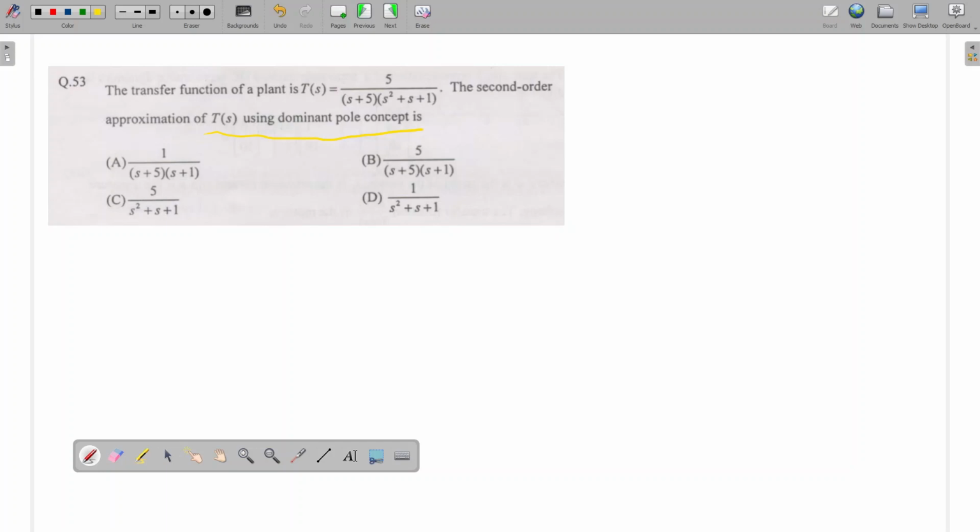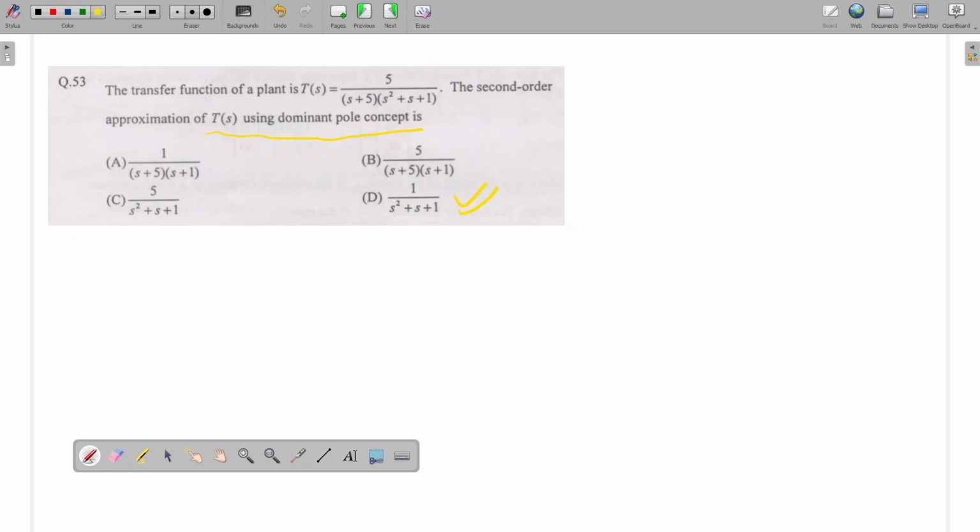I'm giving you 2 minutes. Which will be the correct answer? D, sir. Okay. How did you calculate it? Here 5 we have to neglect, sir. Correct. So 1 by 5, here it will be 1 plus S by 5, so 5 will cancel and this will be the correct answer.